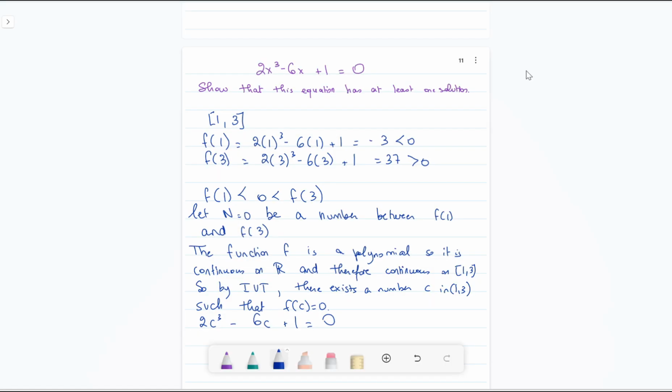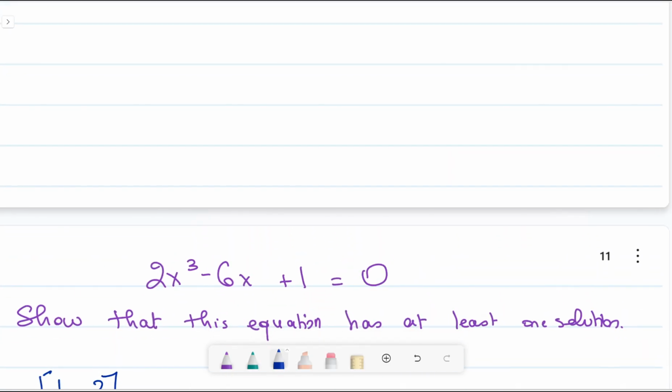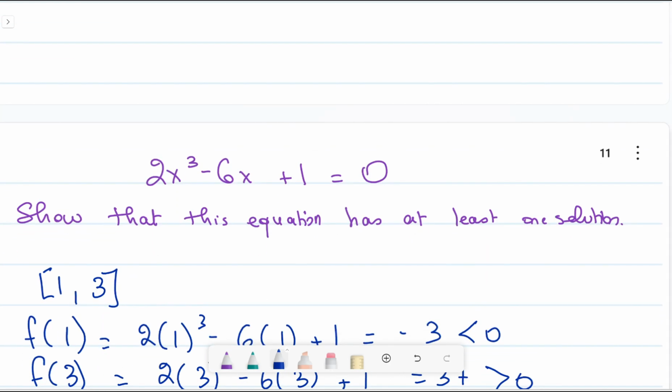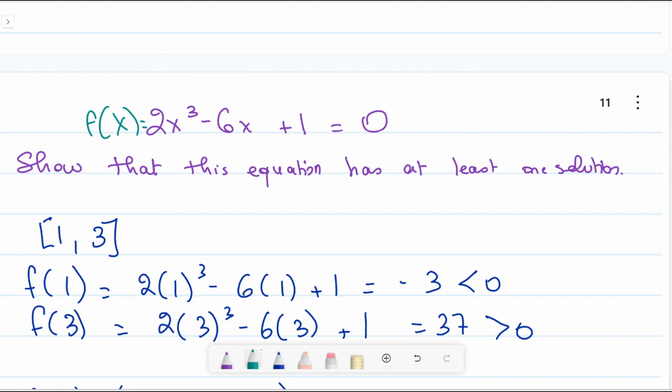So now we will move to another example where the interval is not given. We would like to show that 2x cubed minus 6x plus 1 equals 0 has one solution. Of course, we can always set f of x to be equal to this 2x cubed minus 6x plus 1. So we want to choose the interval. How do we do that? We can just try numbers, literally by trial and error. What happens if I plug in 1? I get negative 3. Now what happens if I plug in 3? I get 37. And of course, you can keep on trying other numbers.